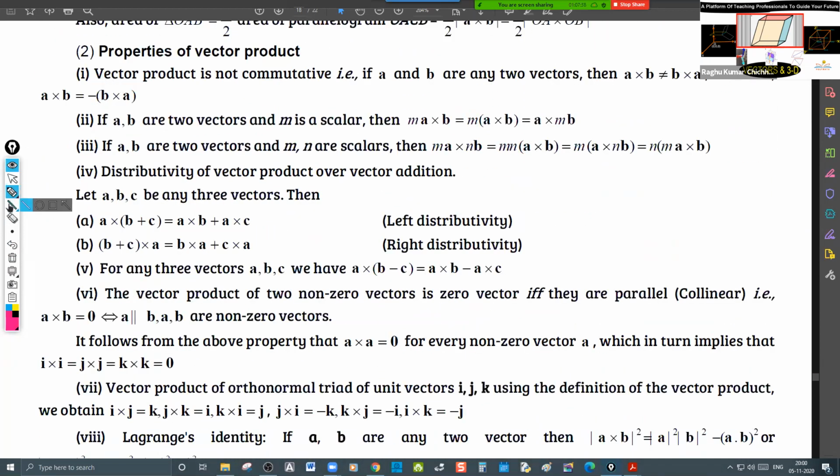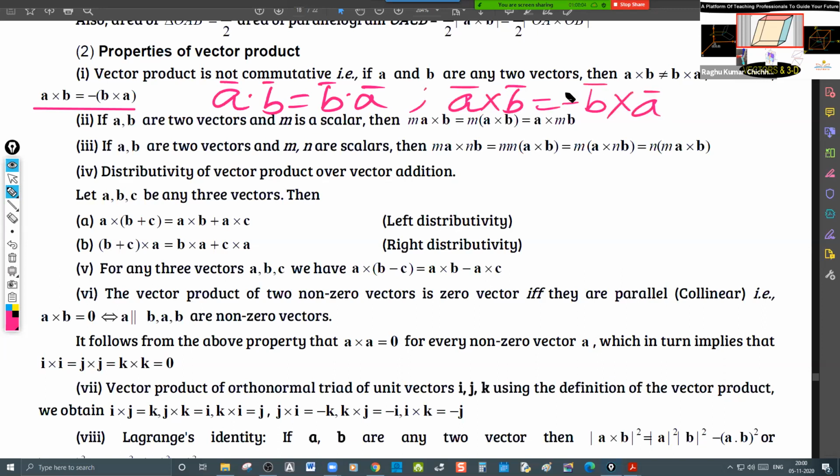Very, very important is that scalar product is always commutative. A bar dot B bar is equal to B bar dot A bar is possible there. But vector product is not commutative because it differs in the direction, and hence we have to write a minus to equate them. Difference between A cross B and B cross A will be, magnitudes will be same, but the directions will be exactly opposite to each other. This is what you have to understand.